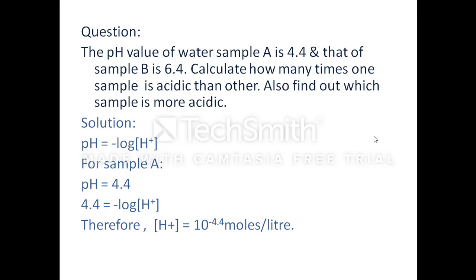As you know, pH is equal to minus log of hydrogen ion concentration. Now taking sample A, the pH of sample A is given as 4.4. Put the value of pH in the formula. 4.4 is equal to minus log of hydrogen ion concentration. Therefore, hydrogen concentration would be equal to 10 raised to the power minus 4.4 moles per liter.